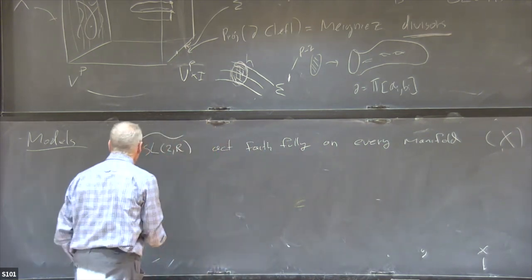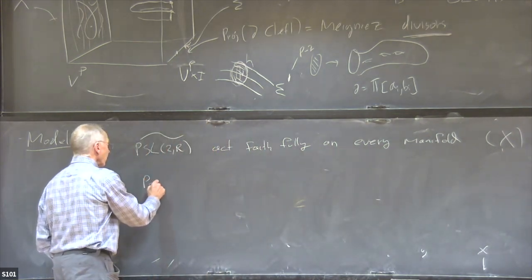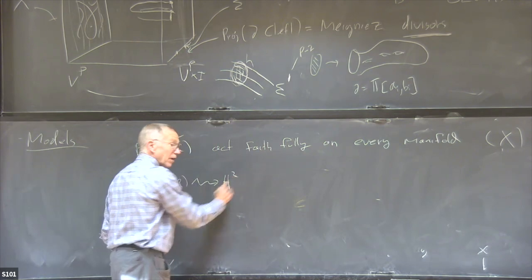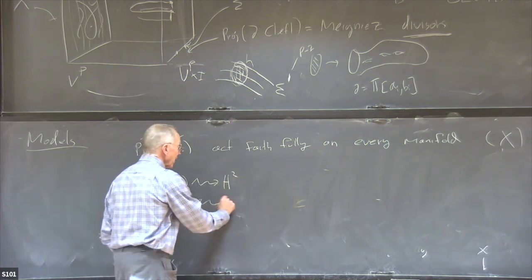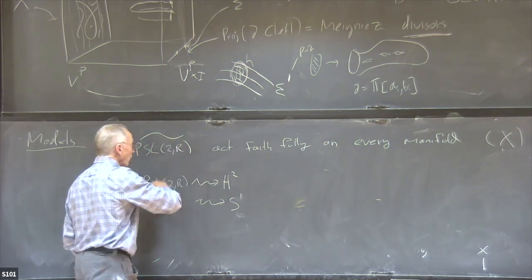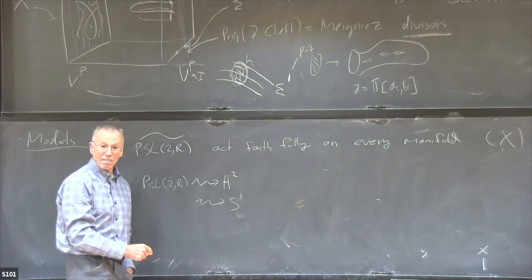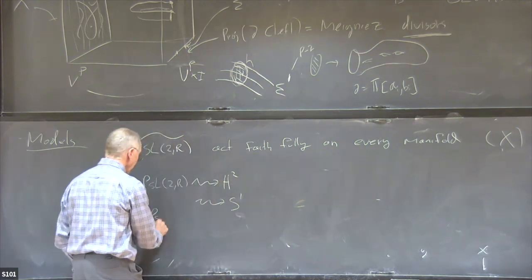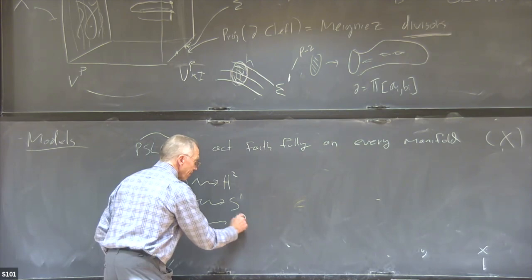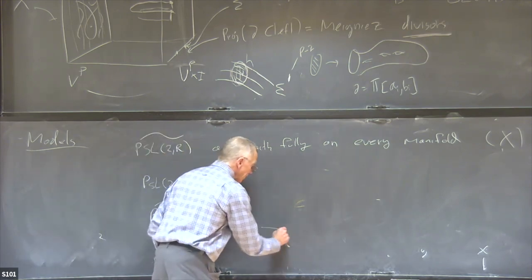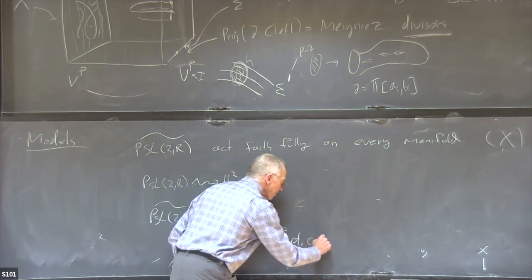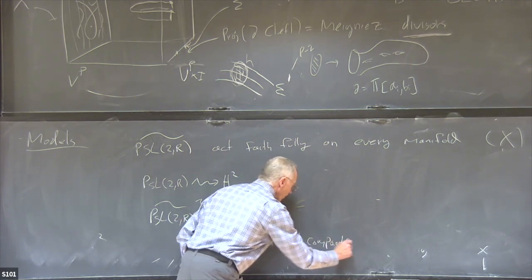Now, the reason is PSL2R acts on the hyperbolic plane, famously. So it also acts on the boundary of the hyperbolic plane. So when I put the twiddle over it, it acts on the universal cover of S1. So SL2R twiddle acts on R. But now comes the damage. We endpoint compactify. Freudenthal compactify. And this becomes the interval.